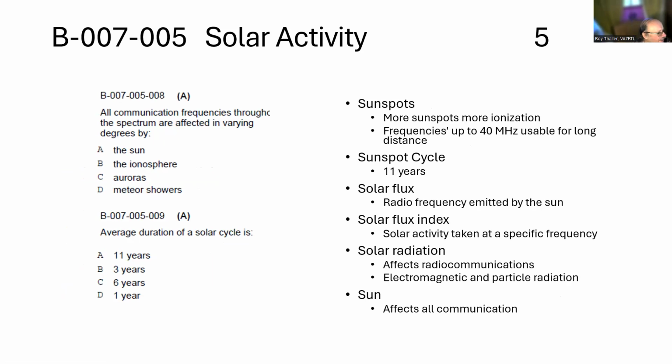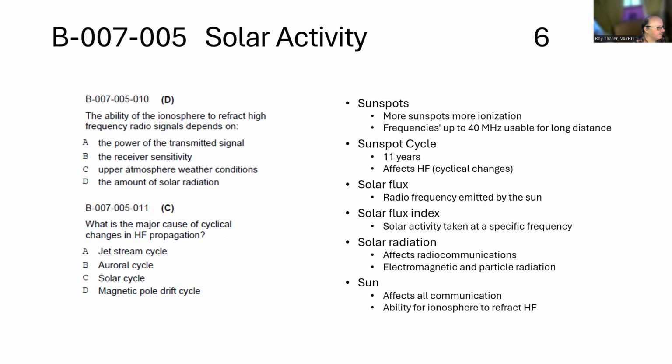All communication frequencies throughout the spectrum are affected by varying degrees by, and that would be A, the sun. So the sun influences the ionosphere, which then influences propagation. So sun is the correct answer. Average duration of a solar cycle is A, 11 years. The ability of the ionosphere to refract high-frequency radio signals depends on the amount of solar radiation. So D is the correct answer.